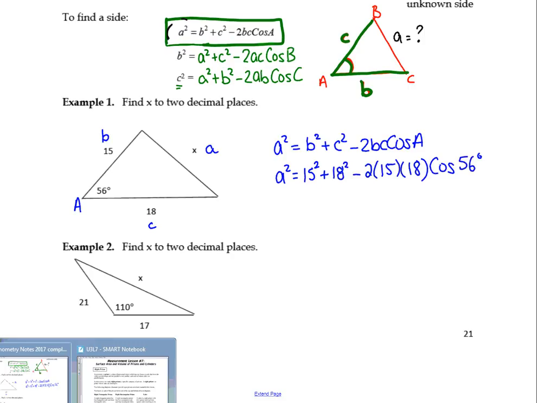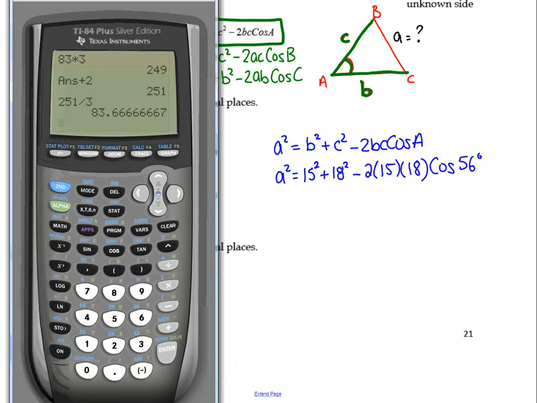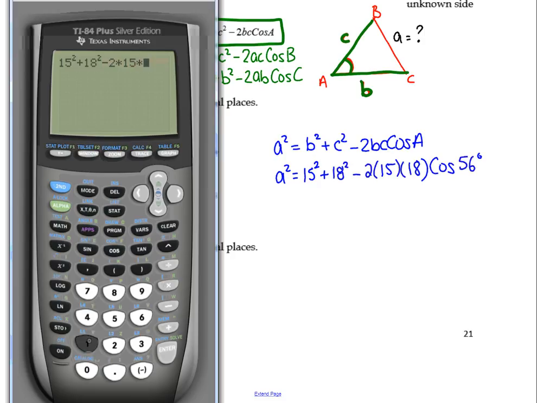Okay, grab your calculators. Type this in. That's 15 squared plus 18 squared minus 2. You don't have to use brackets. You can just use a times symbol. Times 15 times 18. And you don't actually have to go times cos. You can just go cos and automatically it knows multiplication. Cos 56. You don't even have to close the bracket for the 56. Isn't that nice? Okay. Does that answer make sense for our triangle?